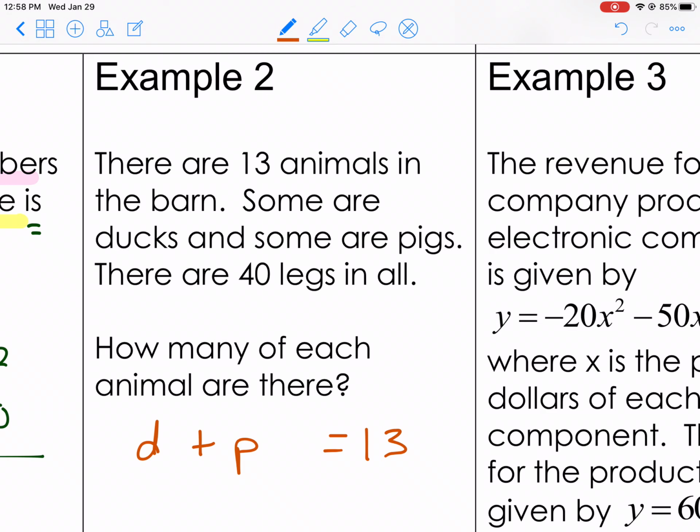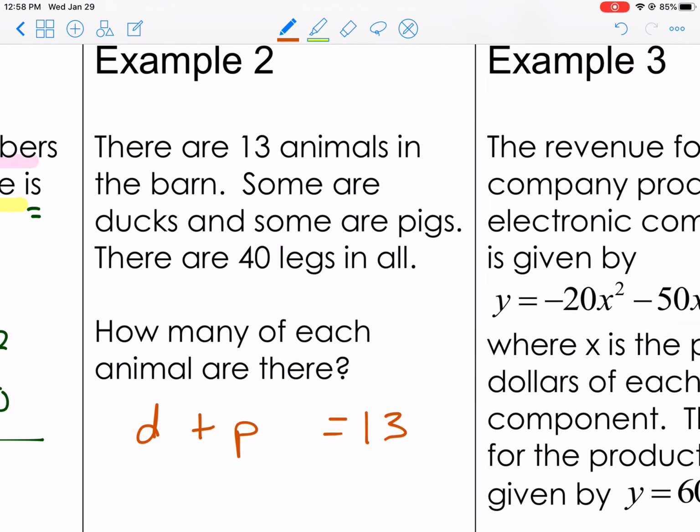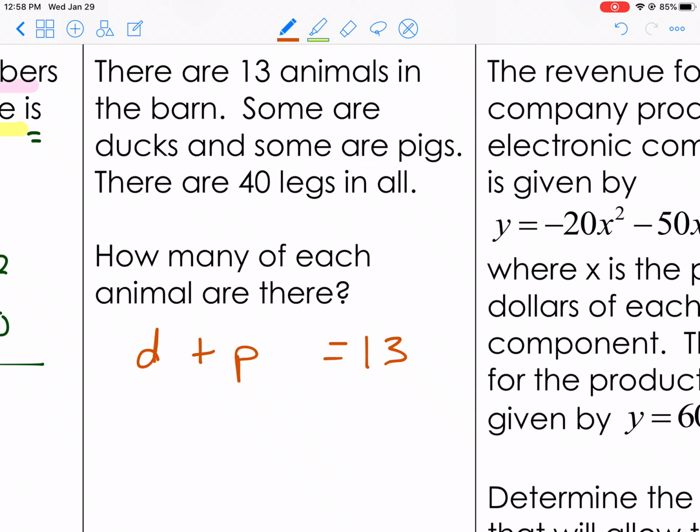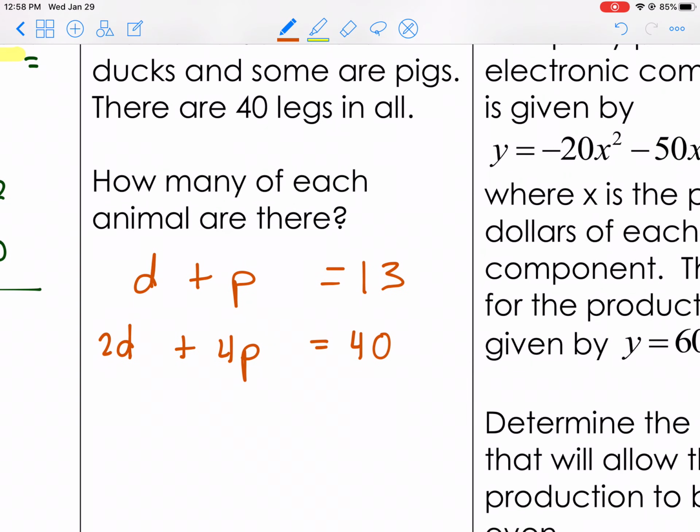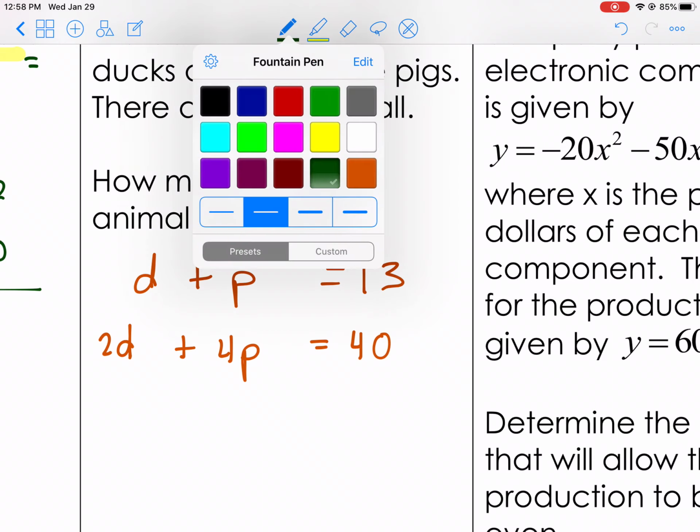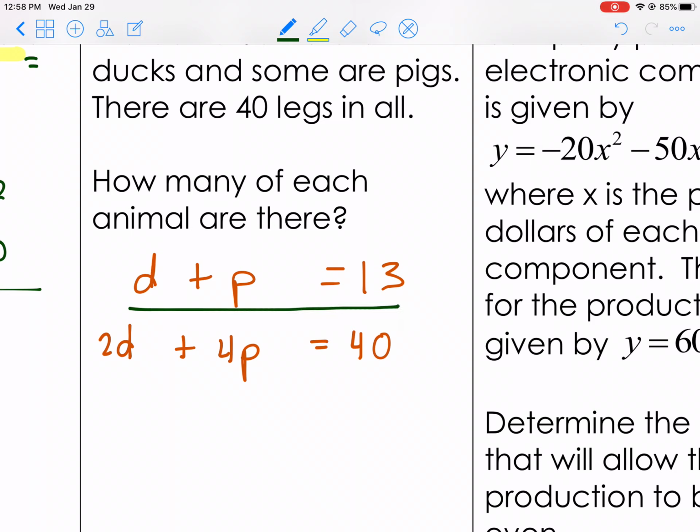Then it's talking about the legs of the animals. So we're going to assume that each duck has 2 legs and each pig has 4 legs. So now that we're talking about legs, we're going to say 2 for every duck, 4 for every pig should equal 40. Okay, suppose we want to solve this one using substitution. What we could do here is solve this equation for either D or P. So suppose I want to solve for D, I would then subtract P from both sides. So that statement would look like D equals 13 minus P.